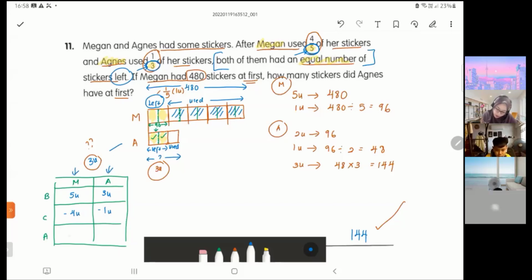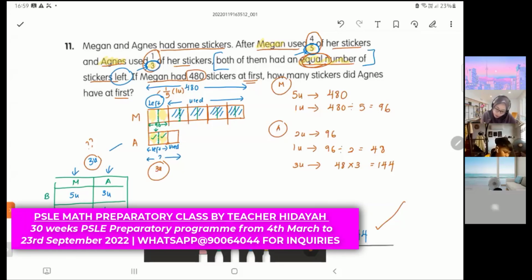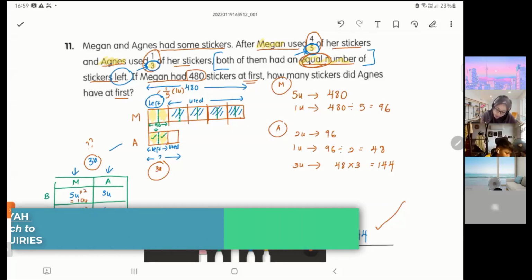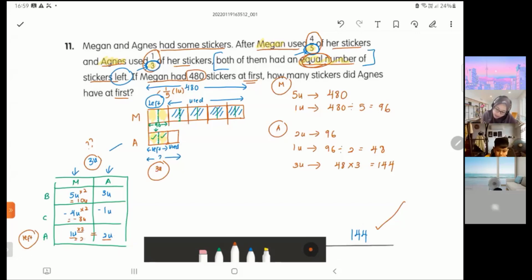5 minus 4 is 1 unit. 3 minus 1 is 2 units. And I know that both of them have an equal number of stickers left. Left is the after, right? Which is equal. Now you look at this. This is 1, this is 2. Not the same, right? What must I do? Make them the same. Times 2. If I times 2 here, here must times 2. Equals to 10 units, minus 8 units, equals to 2 units. Let's just check. 10 units minus 8, I get 2. Yes, confirmed.